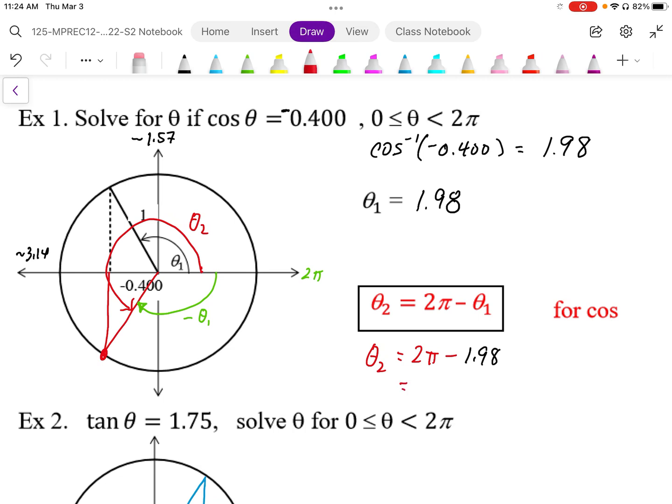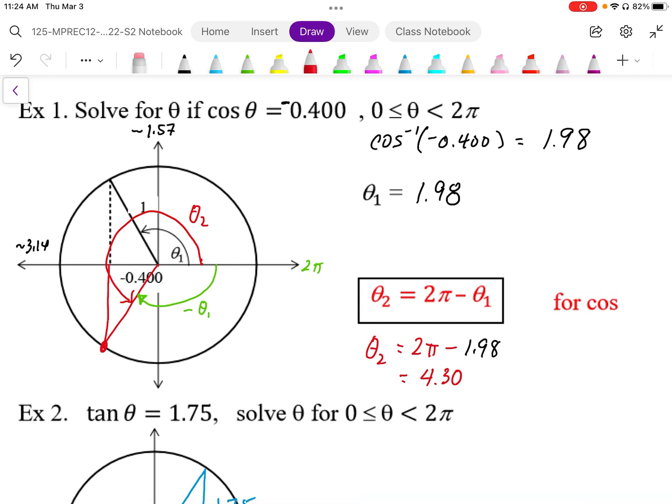So it's a different position. It's not a coterminal. It's a different position that gives us the same cosine value. So it's 4.30 approximately. And so theta 2, going from 0, I'm going to go through quadrant 1, quadrant 2, and I'm going to go past 3.14 to 4.30 as my position. So there it is. The symmetry for cosine is folding across the x-axis.